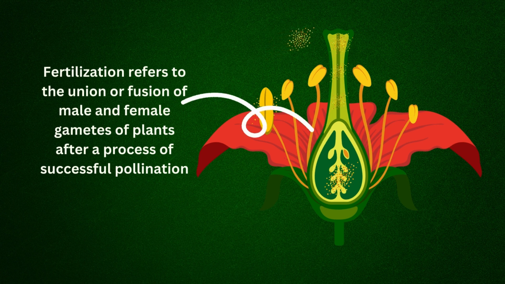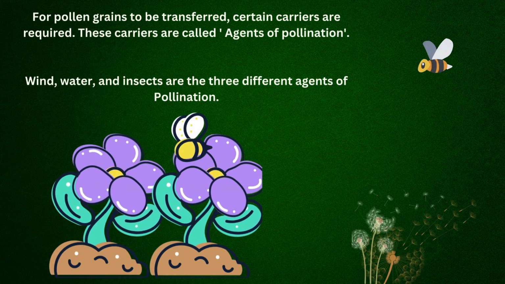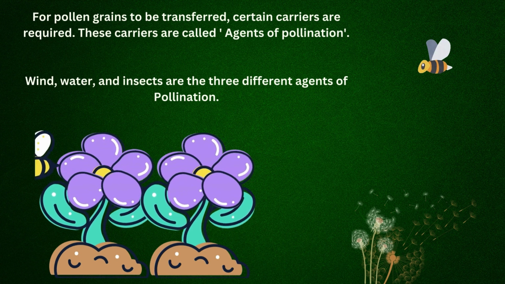What is known as fertilization? Fertilization refers to the union or fusion of female and male gametes of plants after a process of successful pollination. Wind, water and insects are the 3 different agents of pollination.